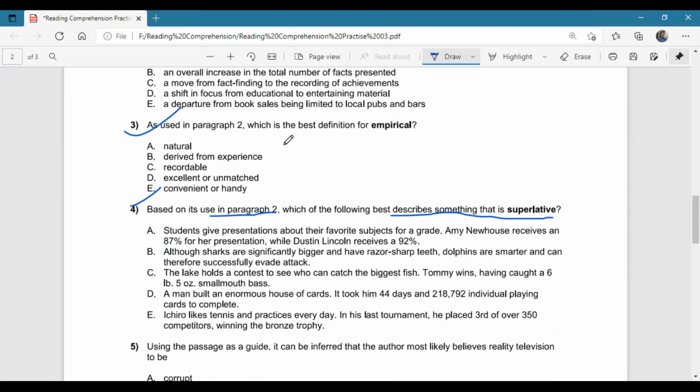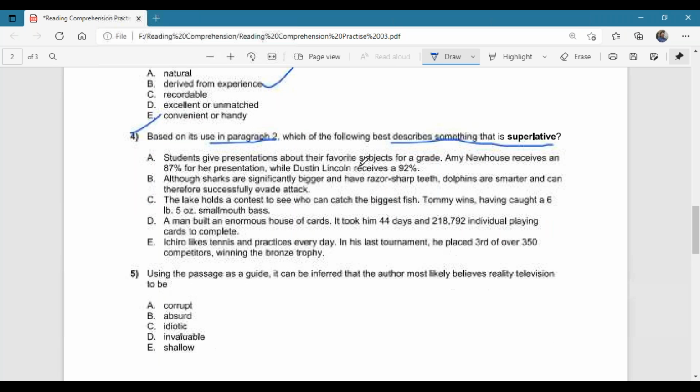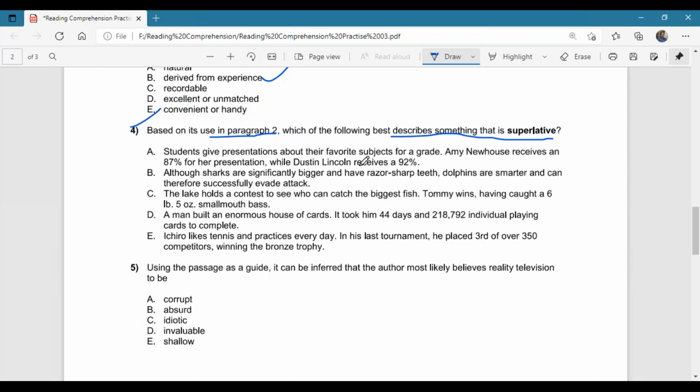The best definition for empirical. Empirical means derived from experience. Exactly. B is the right answer. Derived from experience. Okay.